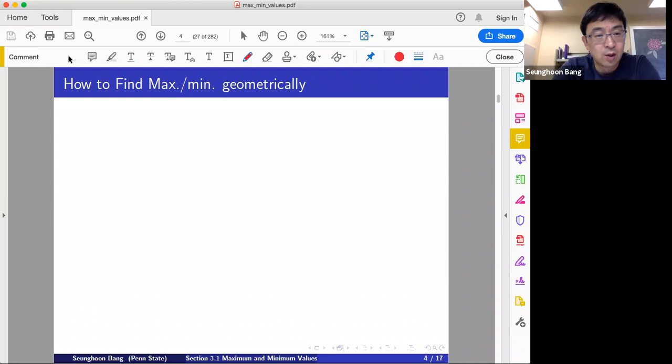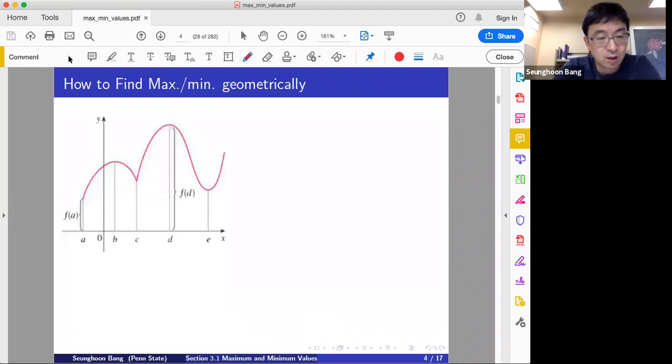I'm going to give one example here. A graph is given. Could you let me know at which x value the function has the absolute maximum? We have these x values here: A, B, C, D, E. This is the highest point of the whole function, and the highest point is the absolute maximum, like D.